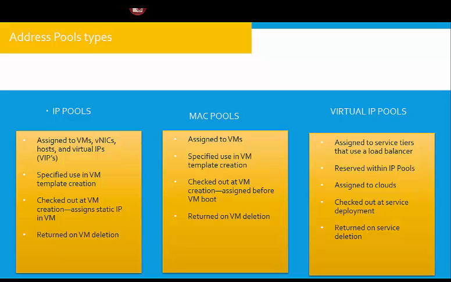Additionally, when you create a static IP address pool, you can define a reserved range of IPs that can be assigned to load balancers as virtual VIPs, or virtual IP addresses. VMM automatically assigns a virtual IP address to a load balancer during the deployment of a load balanced service tier.